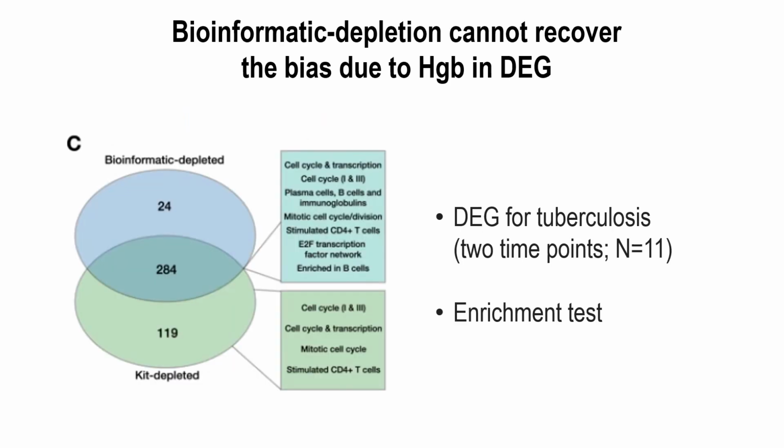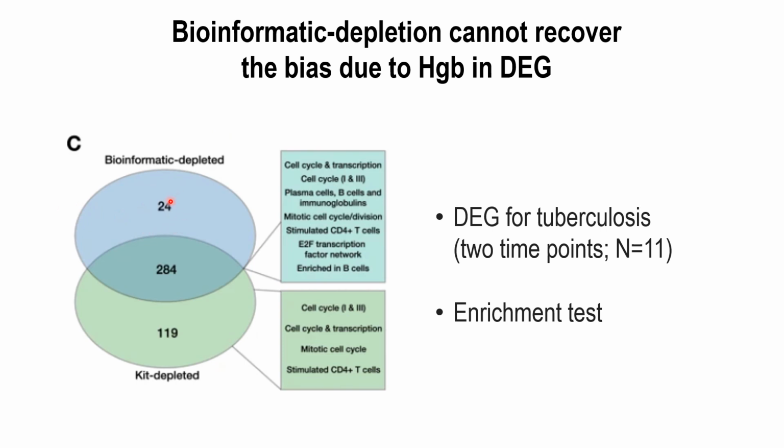An alternative measure whereby you can deplete the globin gene is by using bioinformatics. What the authors have discovered is that bioinformatic depletion cannot recover the bias due to the high hemoglobin in DEG. When the authors conducted DEG for tuberculosis for kit-depleted and bioinformatic-depleted data independently, they found that there is a significantly lower number of DEGs for bioinformatic depleted.